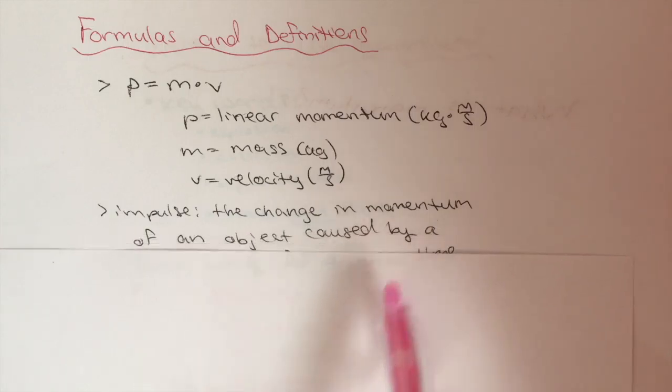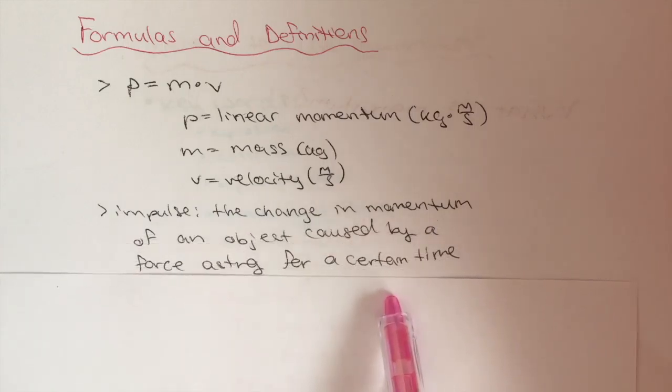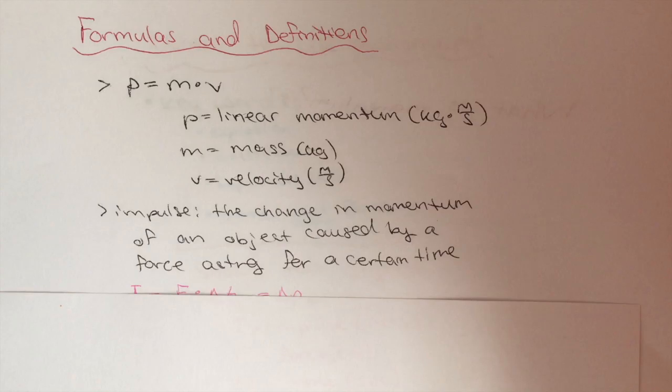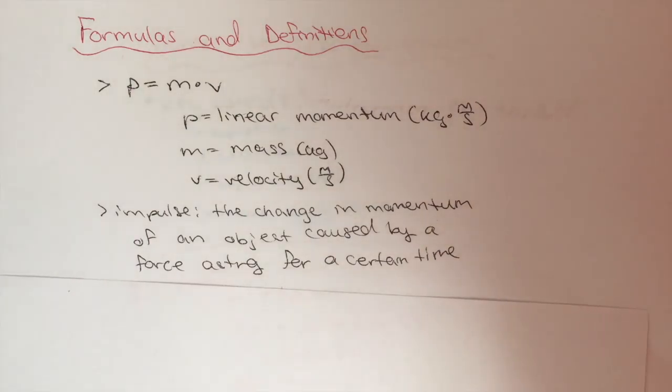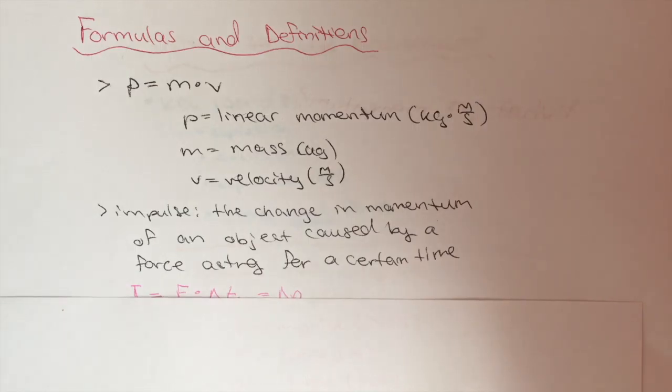So impulse is the change in momentum of an object caused by a force acting for a certain time. So that's just basically saying if you had a momentum of 3 first, and then during a time interval you ended up with a momentum of 6, what happened in that time to get you from 3 to 6? And that's where impulse comes into play.